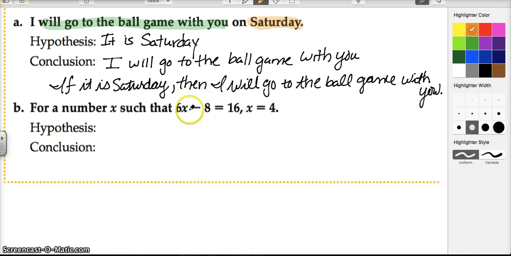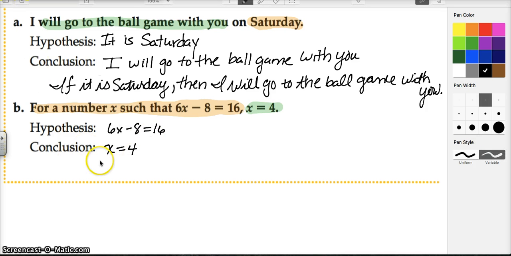And we can do a quick little bit of mental math. Throw 4 into this equation. 6 times 4 is 24. If I subtract 8, I get 16. We see that that's true. So as I look at this, it seems to be saying that this part is going to be the hypothesis. If I have this situation, then x is going to equal 4. And so I'd write that like this, and I'd write my if-then statement like this.